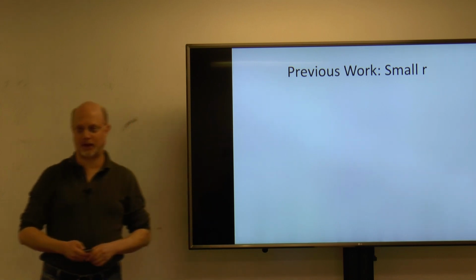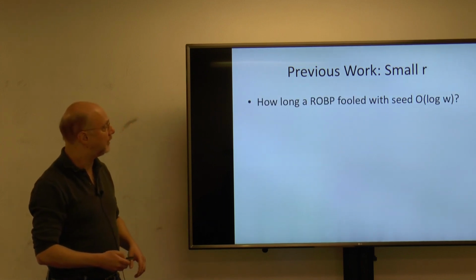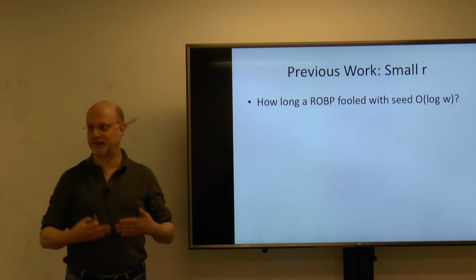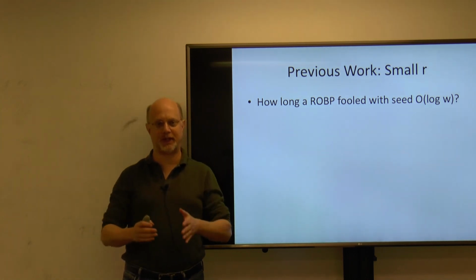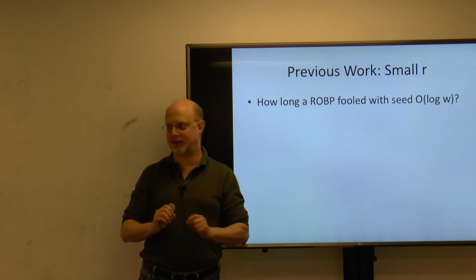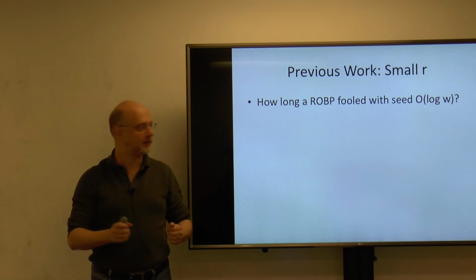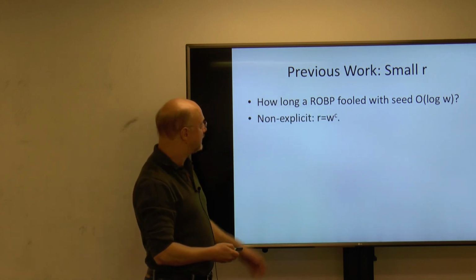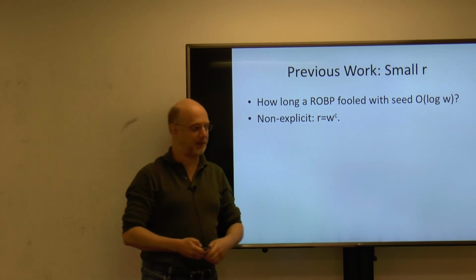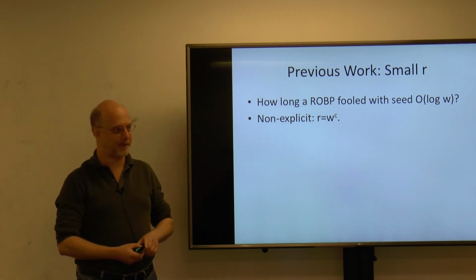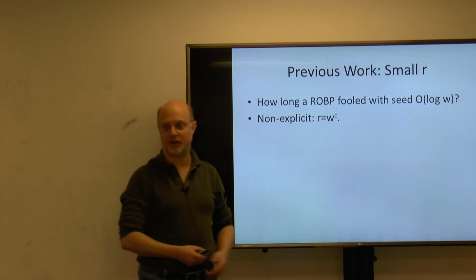Okay, so now let me tell you about small values of r. So here we'll change the problem. Before we had our real program and we wanted to know the smallest seed. Now I'll tell you we only want to use a seed of order log w bits, and the question is how long a program can we fool? Of course non-explicitly we can take the length of the program to be polynomial in the width. This is the original setting that we were just looking at. Actually, there we had c equal to 1.